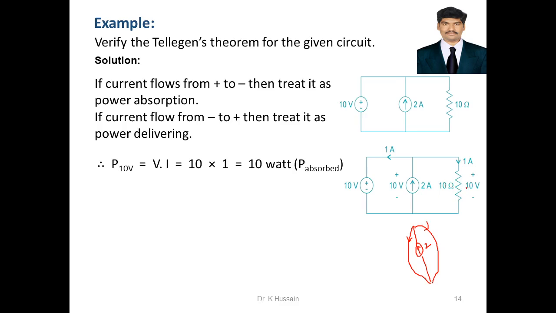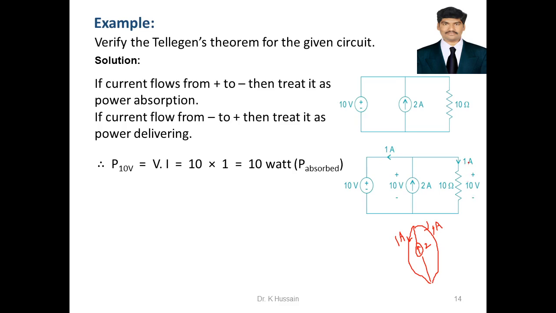We already know 10 by 10 is 1. That is 1 amp. This is 1 amp. And here also it is another amp. In this way, first we have to find the current, because these are parallel branches. After finding the current, now we got this current and this current also. So in all the branches we have currents now.